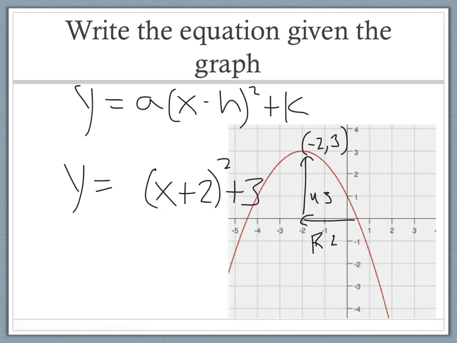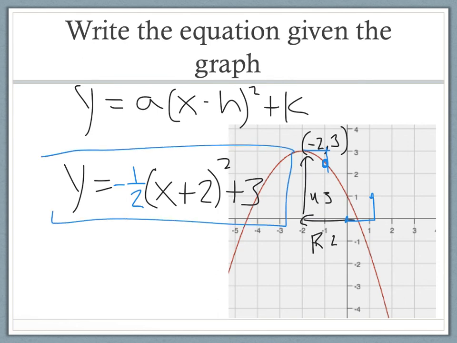Now our a value for this one, remember normally if we go over 1, we go up 1. Well, right away I notice that if I go over 1, I go down. So I know I'm going to have a negative a value. Okay, now remember this is what we multiply by, so normally I go down 1, but I didn't go down 1, I only went down a half. Okay, so I multiplied my y value by a half. So this is going to be negative a half. Okay, and that is going to be our equation. Go ahead and jot that down and go ahead and get started on your practice problems.